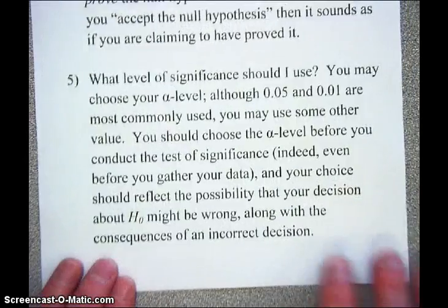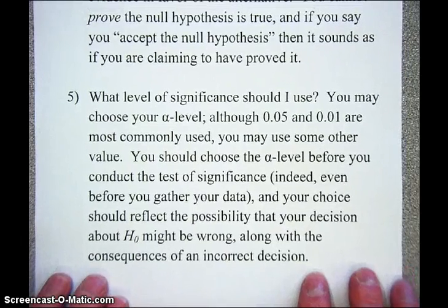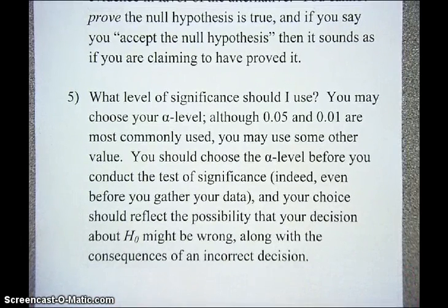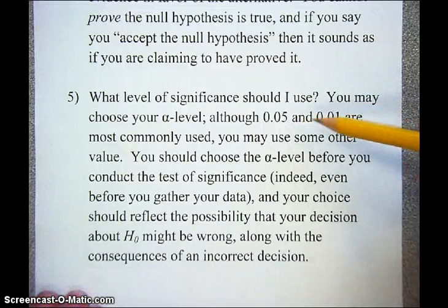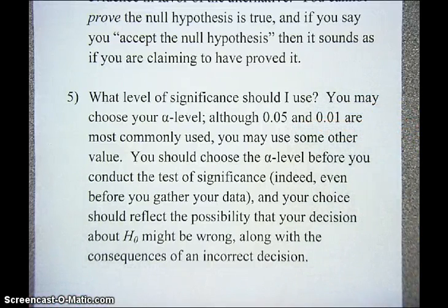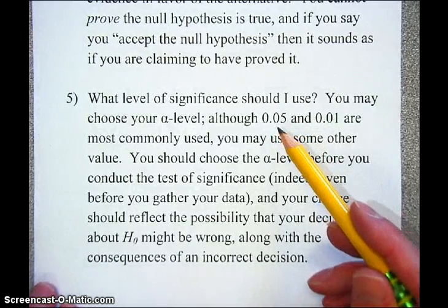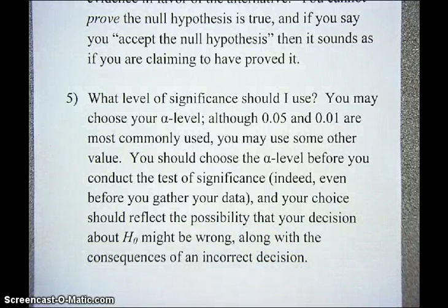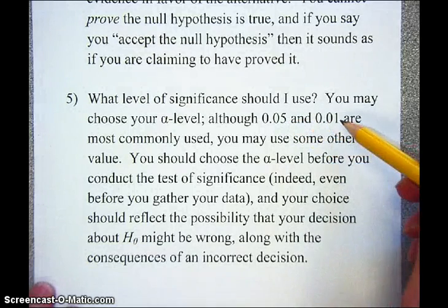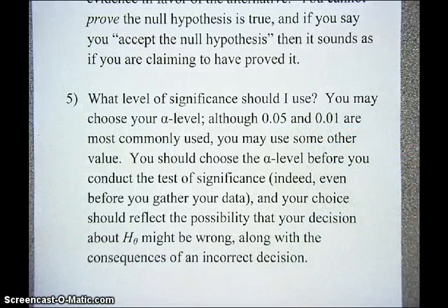Next, what level of significance should you use? Well, you have a choice. You can choose any alpha level you want. The most common values are 0.05 and 0.01, but you can use some other value. I wouldn't generally use a value that's bigger than 0.05. Some people use 0.1. That means they would reject the null hypothesis if they get results that would happen by chance as often as 10% of the time. And that is a fairly weak standard for most people. Most people want 5% or 1%, or perhaps even less often than either of those.